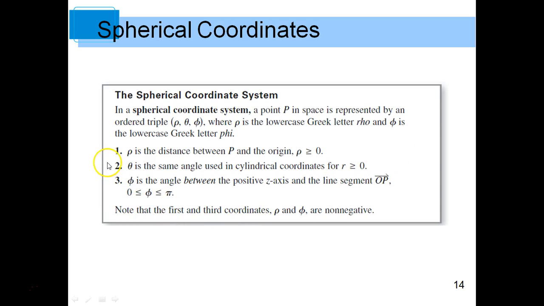My x is now rho, this fancy looking p. It's the distance between P and the origin. Rho is going to have to be greater than or equal to 0, right? It can't be negative. Theta, that's the same from the cylindrical coordinate, so it's still that y value. What's a little bit different here is phi, depending on how you choose to pronounce it. And it is the angle between the z-axis and that line segment from the origin to P. And phi is going to be between 0 and pi inclusive. First and third, non-negative. The second, theta, can be a negative angle.